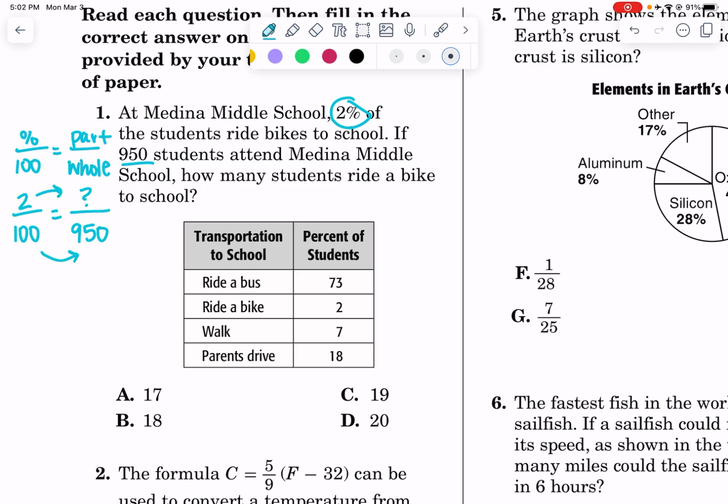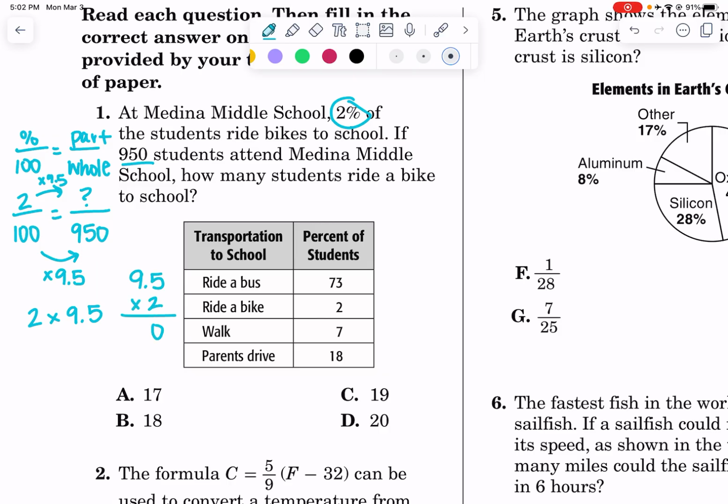Then I see, can 100 become 950? If this was a trickier number, we might not be able to figure this out with a whole number, but with a decimal, if we multiply by 9.5, times 9 will get us to 900, and then times 0.5 gives us half of it, so 50 would be 950. We're going to do the same thing to the top, times 9.5. So if we do 2 times 9.5, we will find how many students ride a bike to school. So I'm going to do 9.5 times 2.